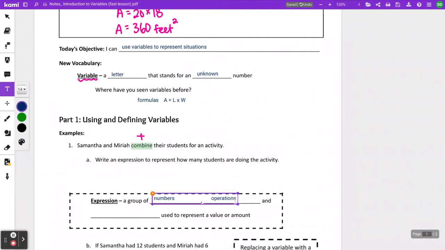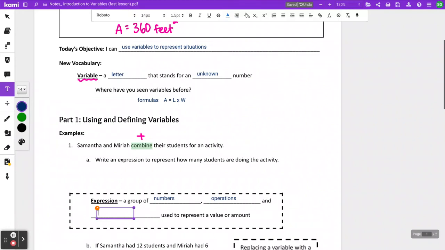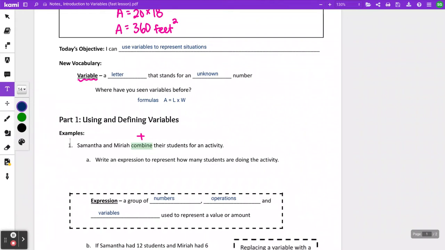Expressions aren't just numbers and operations. They can also include variables. So here, there are two quantities, there's two amounts that I don't know. I don't know how many students I have, and I don't know how many students Mariah has. All I know is that we are combining those two amounts together. So for each of those amounts I don't know, I can use a variable.